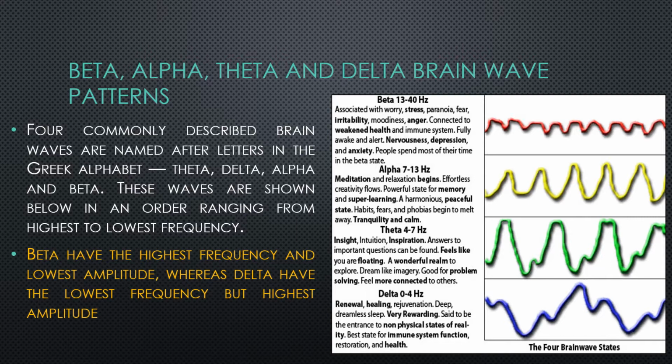When you're awake and alert, and it has the highest frequency. So you need to know this. You need to know that it's got the highest frequency and the lowest amplitude. So you need to make sure you know the frequencies of these brainwave patterns. So delta has the lowest frequency but highest amplitude. So make sure you highlight those and put them into your notes.